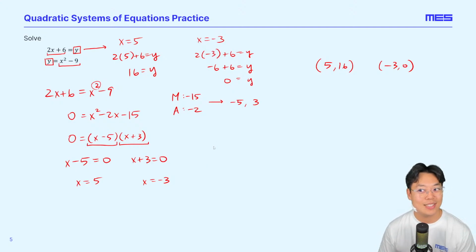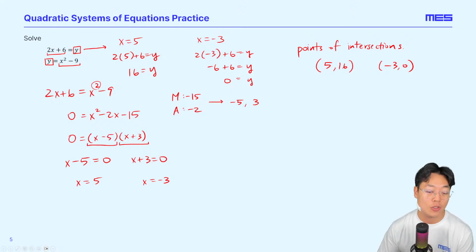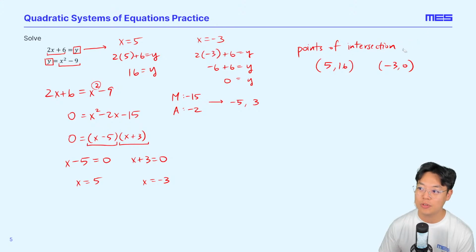All right, great. So we have our two solutions, our 2 points of intersection. Again, that's what we're looking for whenever we're solving systems of equations. We are looking for points of intersection. I don't know why I made intersection plural.